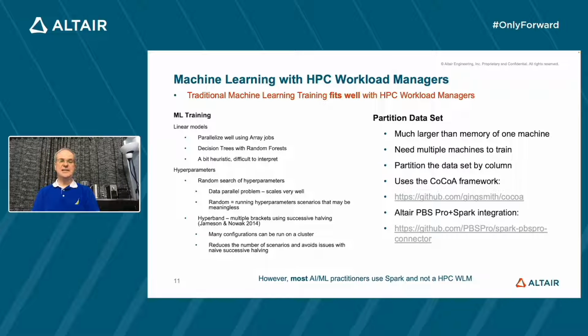Even more sophisticated techniques such as hyperband, where there are multiple brackets of hyperparameter configuration, can be run in parallel across a cluster. These types of techniques train the models better and faster than trivial techniques. Over on the right side of this slide, if you have a data set that cannot fit into the largest machine you have, it may be possible to partition this data set and place each partition on a different machine in the cluster. In this scenario, an HPC workload manager can do the heavy lifting of running and managing each machine participating in the ML training.